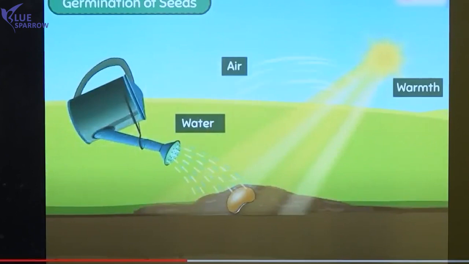A seed requires water to soften the seed coat. Water also makes the food stored in the seed leaves soluble. A seed needs air because it needs oxygen for breathing. This is the process of germination.